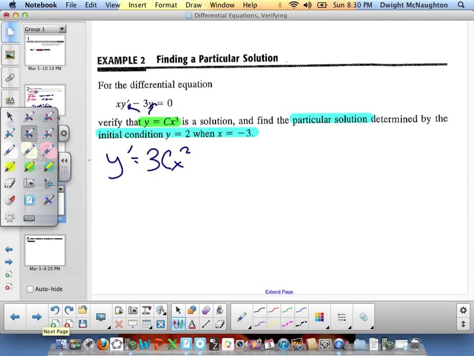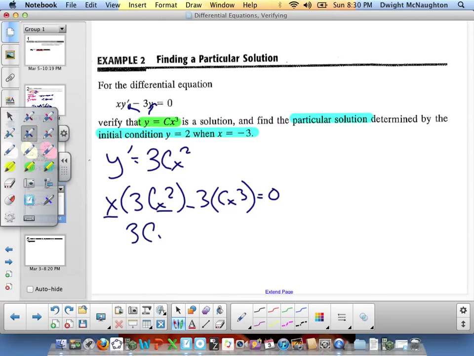So now we can plug that in. x times 3cx squared minus 3 times y, which is cx cubed, should equal 0. As we simplify this, x times x squared is x cubed. So we get 3cx cubed minus 3cx cubed equals 0. So that is a solution because it works out as an identity.